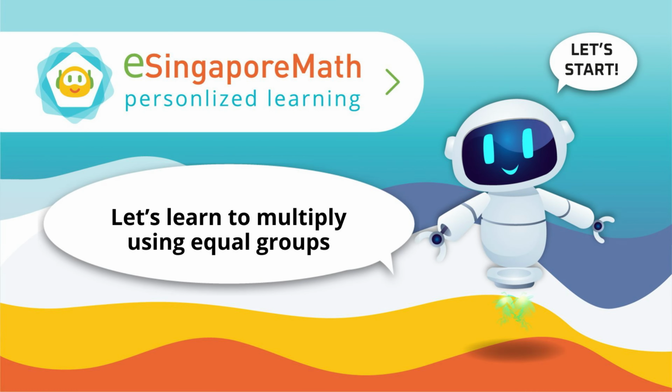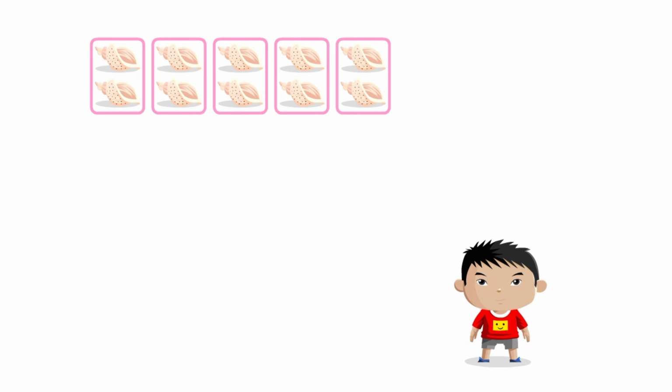Let's learn to multiply using equal groups. I have some seashells here. I have put them into equal groups. How many seashells are there? Let's count the number of groups.